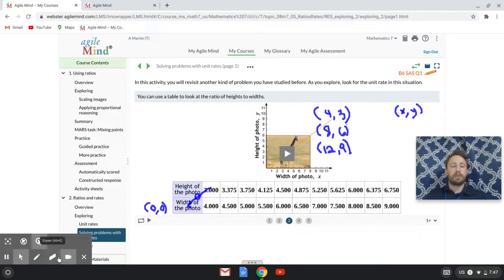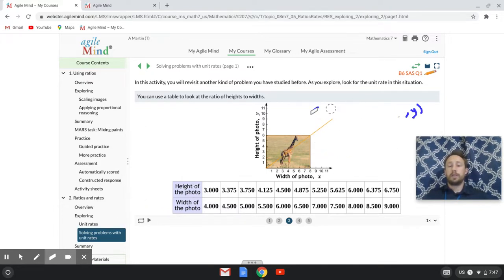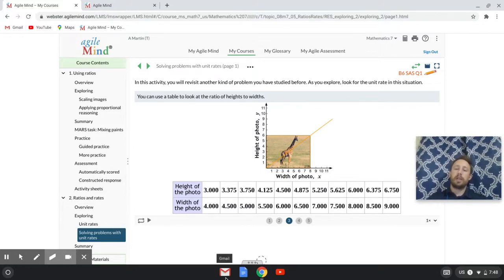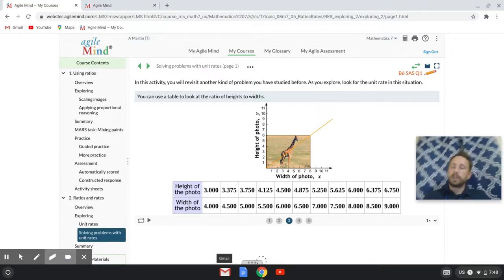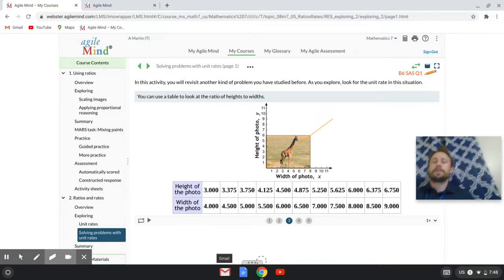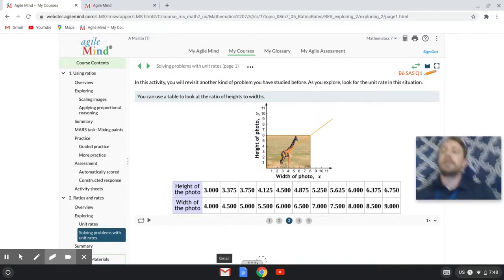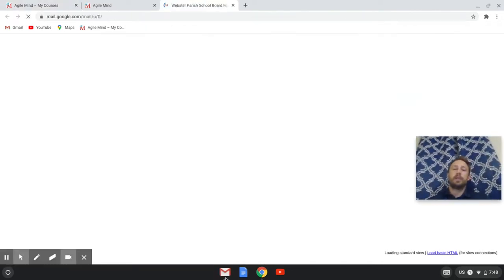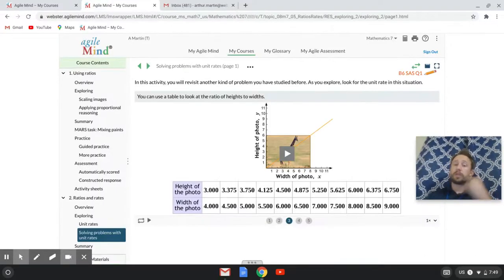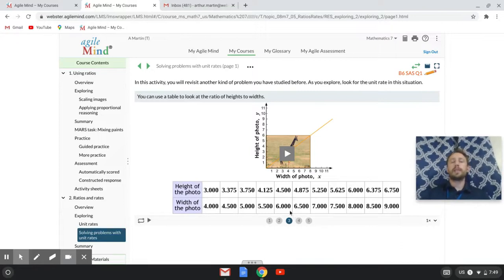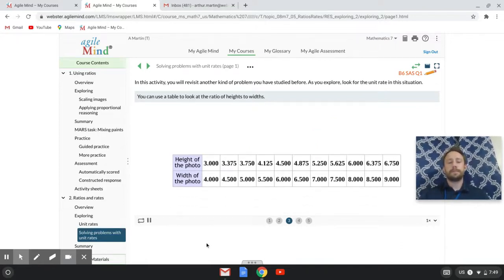All right, let me get this erased off of here real quick. And we'll watch this. So it says now you can use a table to look at the ratio of the heights to the widths. So remember, these are the heights and widths that we just looked over. That's what we did whenever we were moving the table left to right. Okay, so looking at this, what we're going to do is we're going to watch the video.